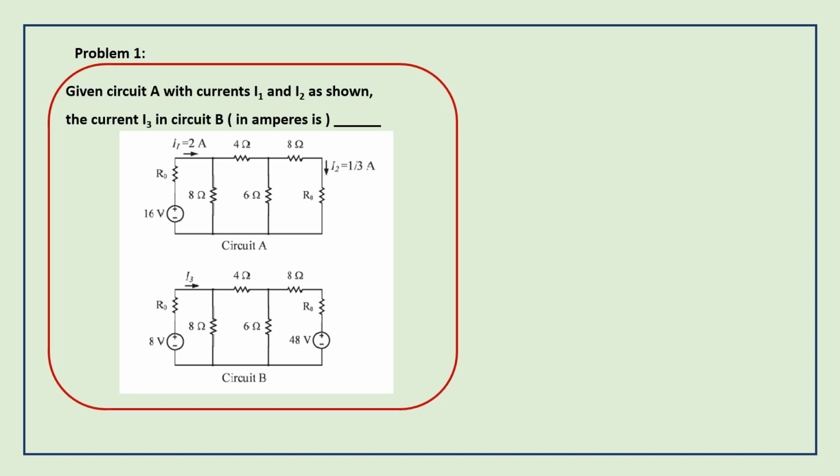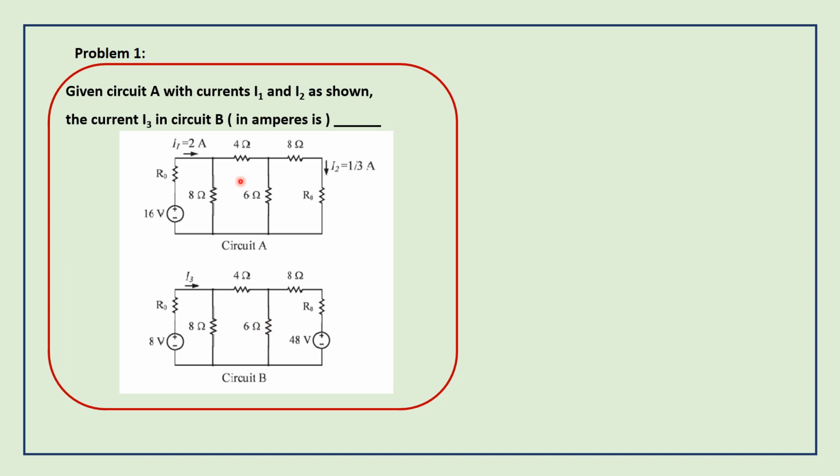Here two circuits are given, named Circuit A and Circuit B. So what is the problem? The question is: given circuit A with currents I1 and I2 as shown, the current I3 in circuit B is dash. Here I1 is given as 2 amps and I2 is given as 1 by 3 amps for circuit A. We need to find the current I3 which is given in circuit B.